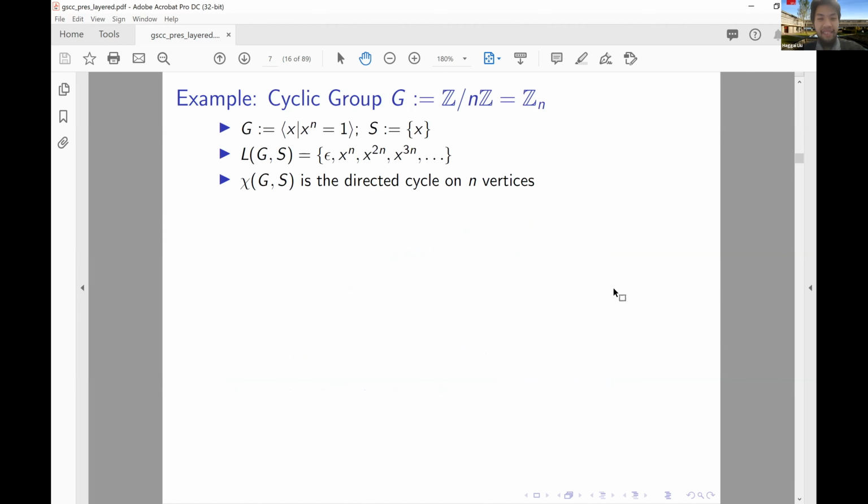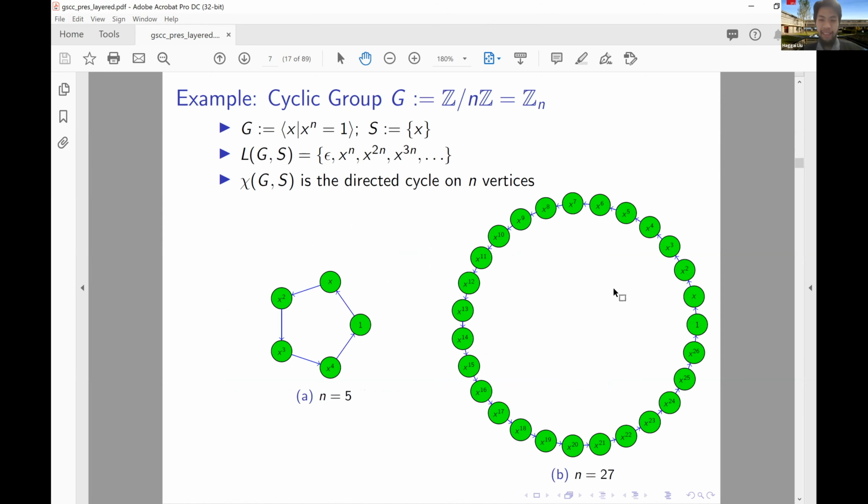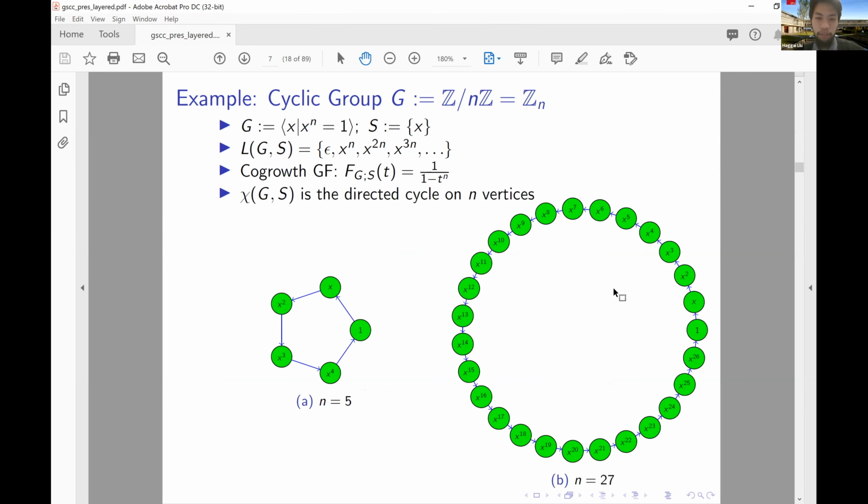Given an example of a finite cyclic group of order n generated by a single element x, we see our language is just concatenations of x where the length is a multiple of n. So the Cayley graph is a directed cycle with n vertices, and we have that here. And then the Cogrowth generating function is simply a geometric series.